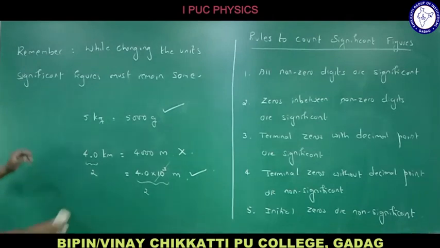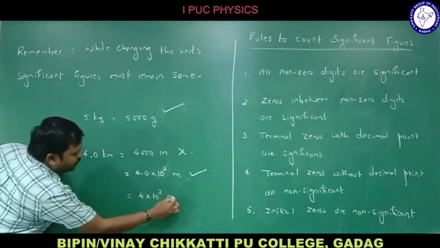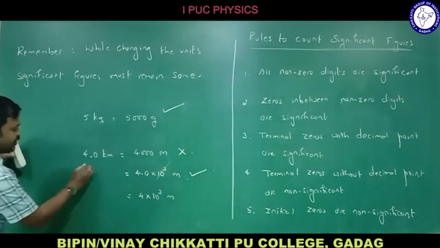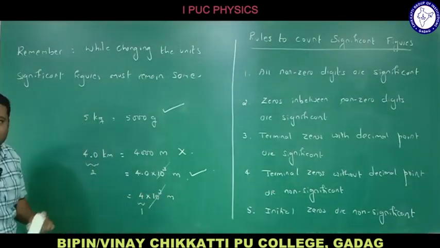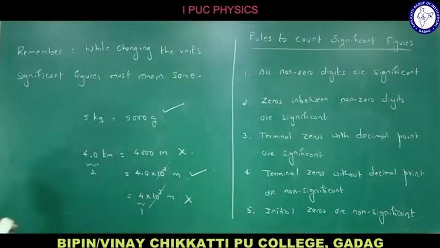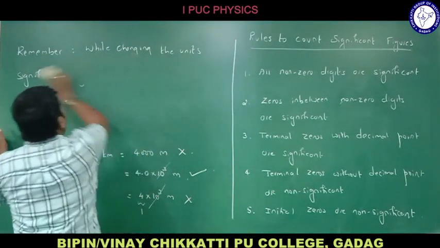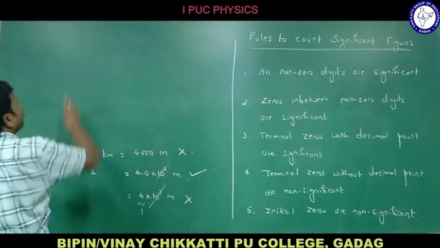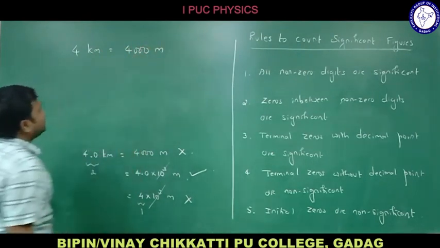So do remember this. Whenever you convert from one unit to another unit, while changing the unit, significant figures must remain the same. You also cannot write 4 into 10 raised to 3 meter, because how many significant figures are there here? 2. And here only 1. So this way of writing is also wrong. Do understand this. And let me conclude like this: 4 kilometer is equal to 4,000 meter. Is it correct? Yes.